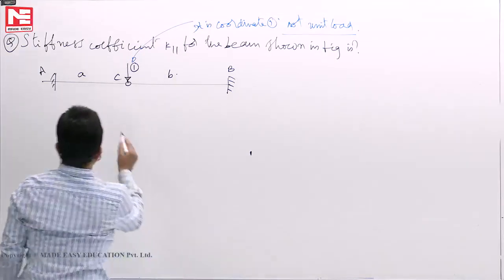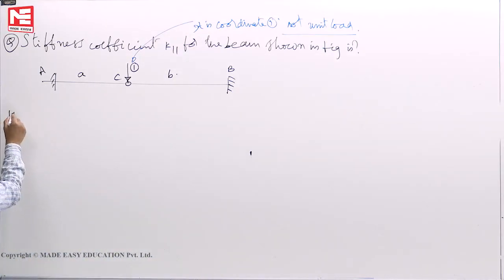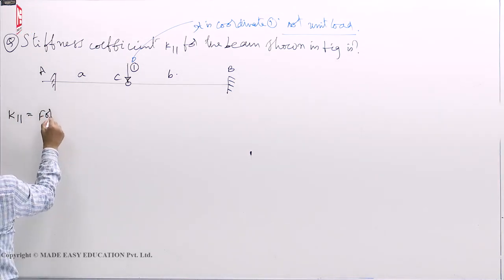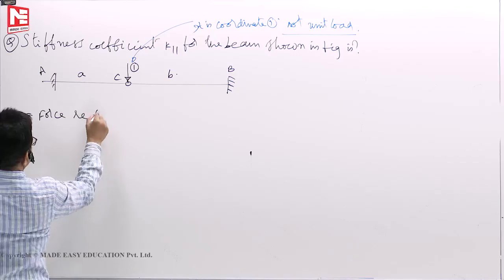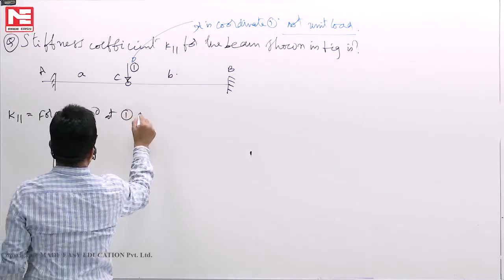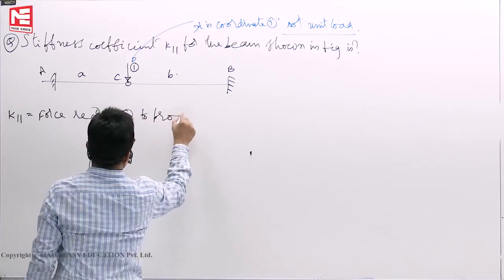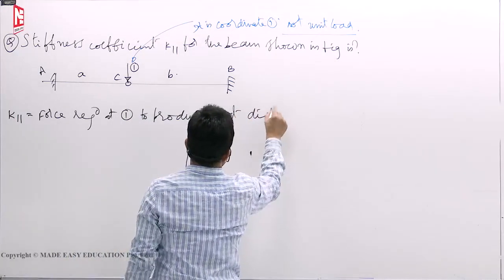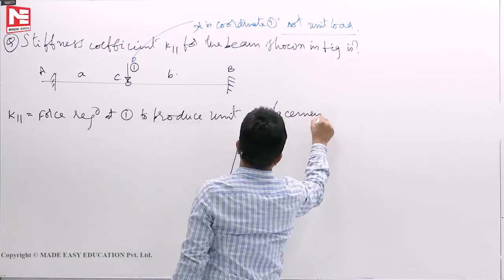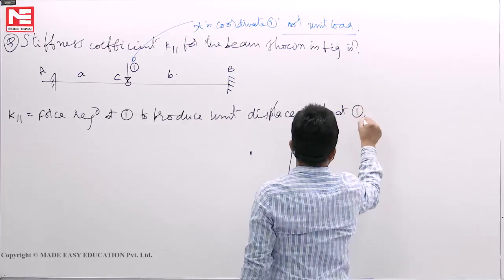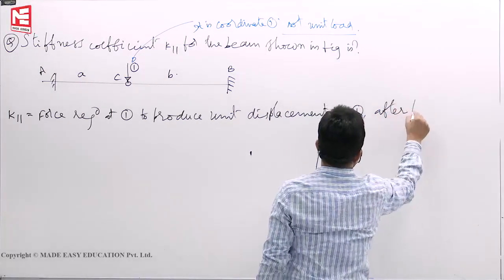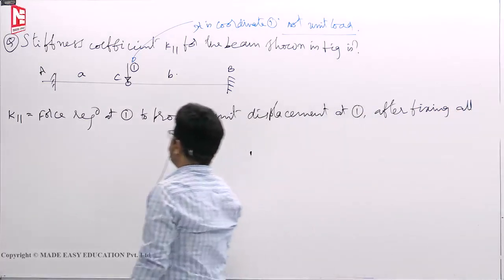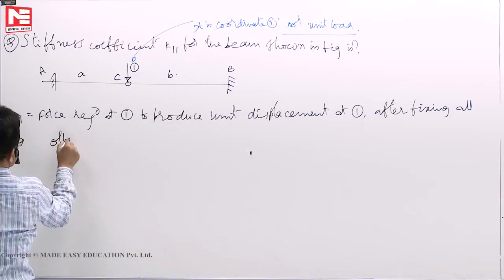Now, K11 means like this. What is K11? Force required at 1 to produce unit displacement at 1 after fixing all other coordinates.